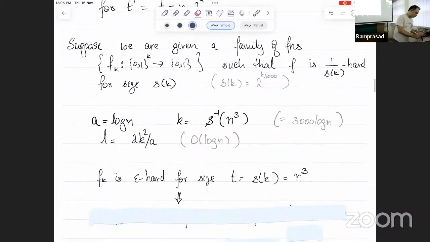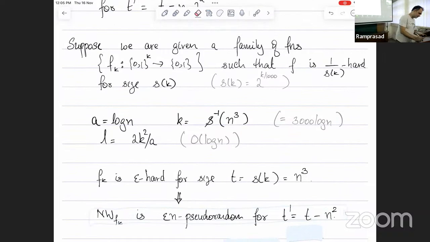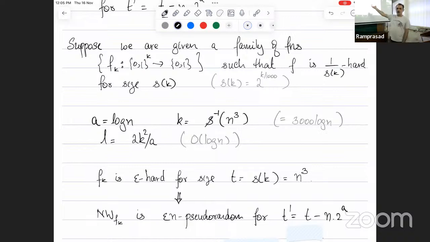Okay, good. Now, what does the Nisan-Wigderson theorem tell us? This theorem tells us that if that were the case, then the Nisan-Wigderson generator applied with Fk will be epsilon n pseudorandom. But for what size? The size will now have to decrease by a times 2 power. In fact, I should have written it as it will decrease by what? N times 2 power a. But a was like log n. So 2 power a is another n. Okay, so that is going to be like n squared.